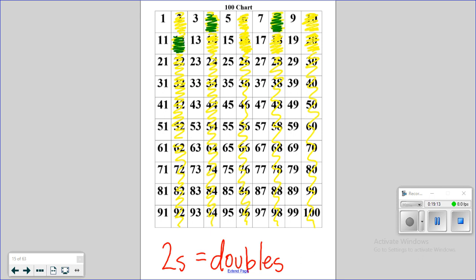And then I'm going to count 4 more. Ready? 1, 2, 3, 4. I landed on 16. Hey, did you notice that all of my 4s so far have landed on a 2?